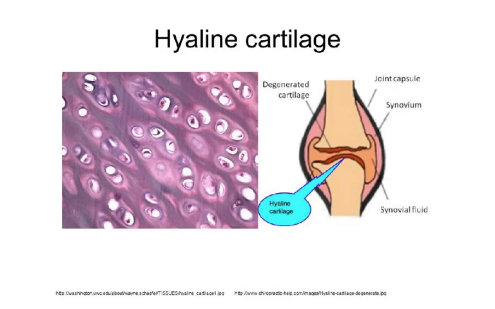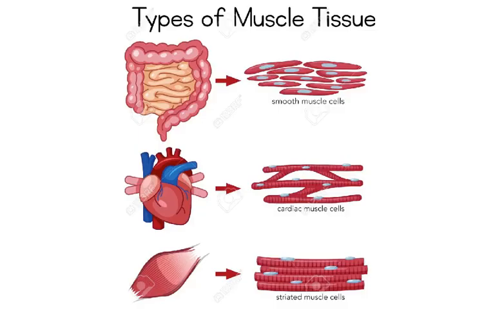Let's move on to muscle. All right, muscle. Muscle is the third type of tissue, and there are three types of muscle, and they are all on this one slide. So we have smooth muscle, which lines your organs. So smooth muscle lines organs.